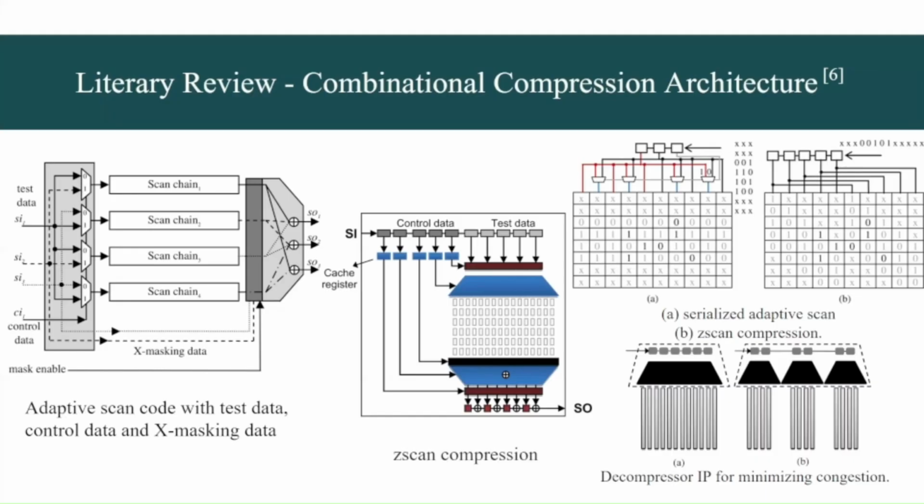And we can see a comparison here on the top right of the serialized adaptive scan versus the Z-scan compression. The Z-scan compression actually takes fewer cycles to compute. Given that it takes fewer cycles, it's able to compute it faster, and we can get a better compression than that of the serialized adaptive scan. And then finally, this new Z-scan compression is able to minimize congestion at the decompressor by splitting up that initial MUX multiplexer into smaller multiplexers, with which you're able to control the optimization better of the different wires and area that are being used.